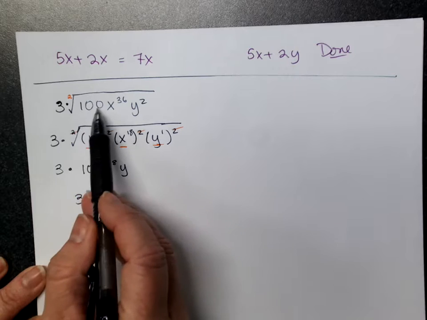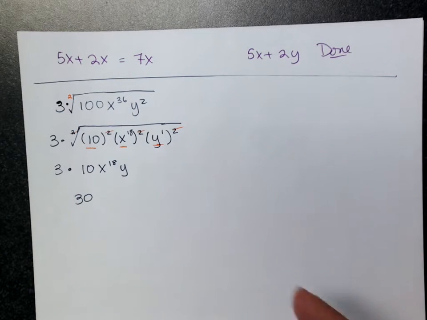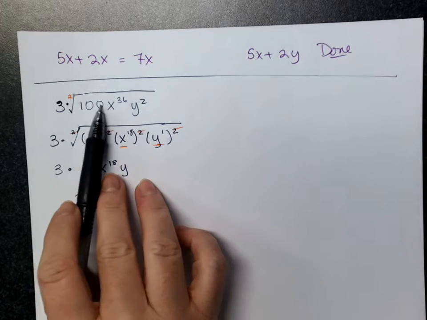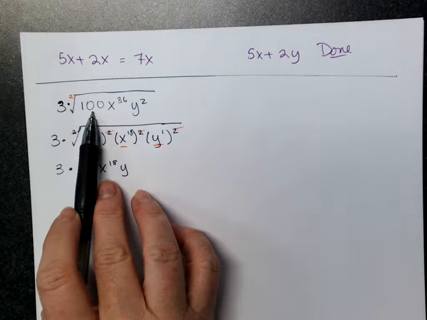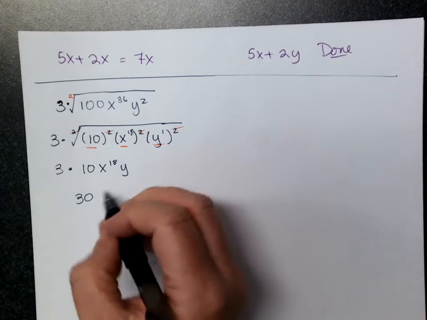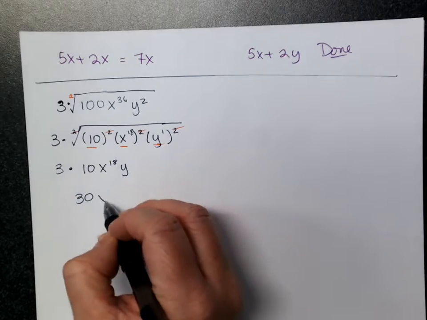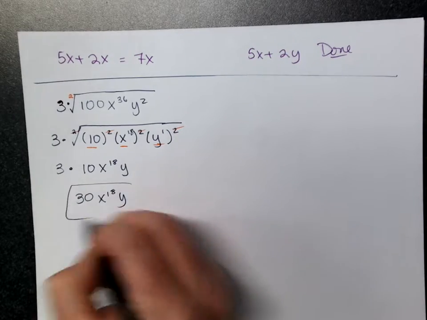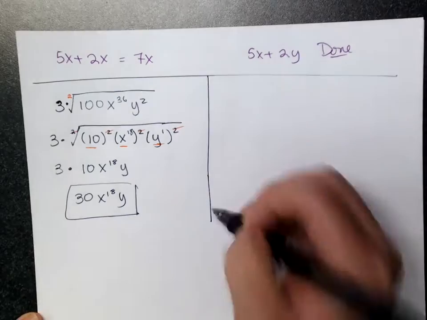Now we don't do 3 times 100. Anything, and this is going to come up again and again, anything outside a radical and inside a radical cannot mix. This is not 100, it's 10. If you do 3 times 100, that's an illegal move. Once you root and release it, now it's free and you can combine them with multiplication. X to the 18th, y.